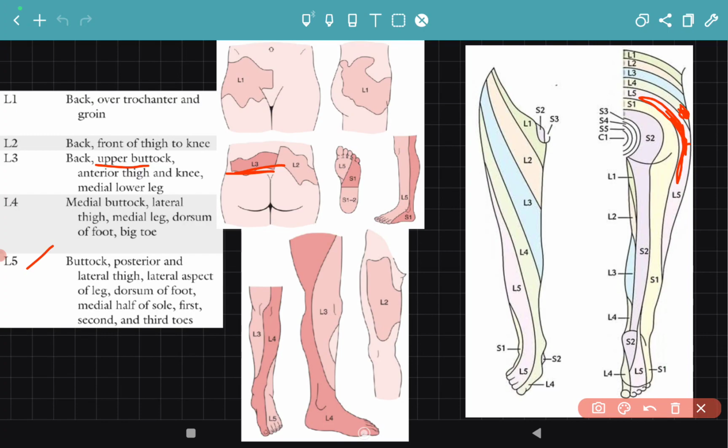Then the posterior and lateral thigh. Here we can see in the posterior view the posterior part, and also this is the lateral part. So the thigh, there is posterior and lateral thigh. Then the lateral aspect of the leg can be seen over here. This is the lateral aspect of the leg.